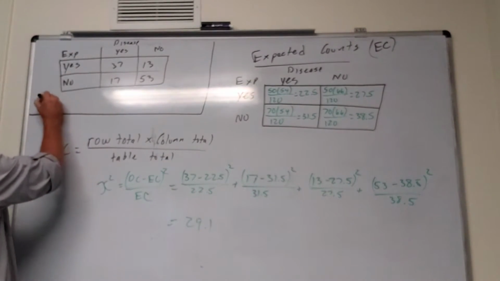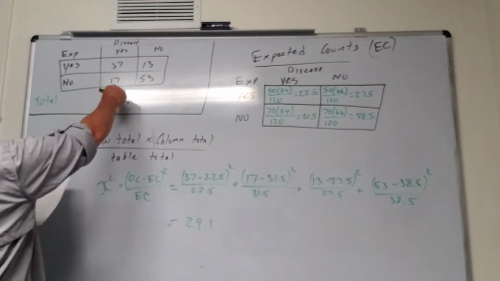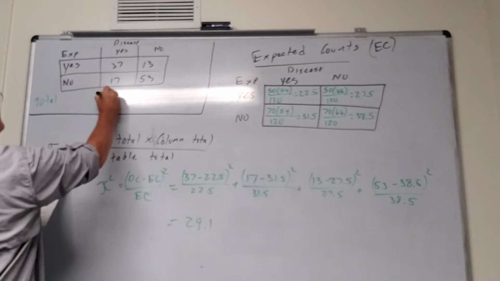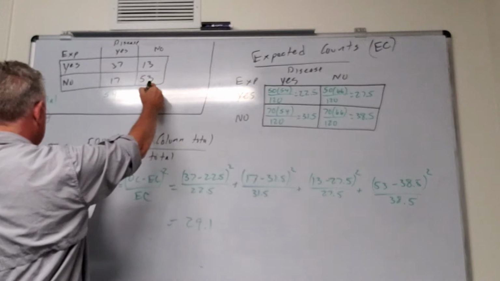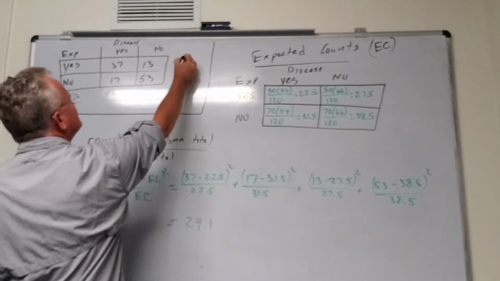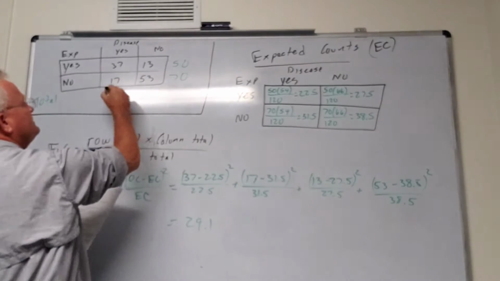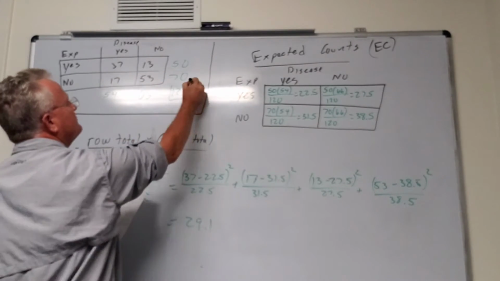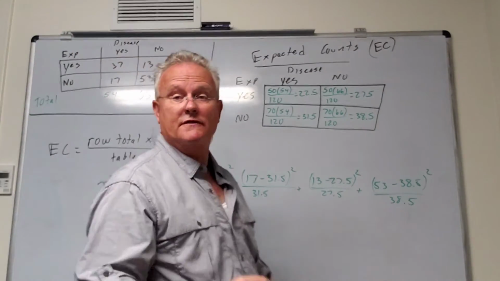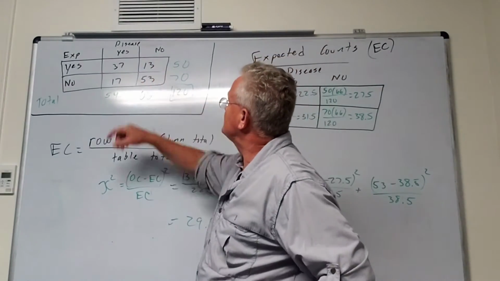So the totals, and I'm just going to look here. If you add up 37 and 17, you get 54. If you add these numbers, you get 66. 37, 47, this is 50, and this is 70. And either way, if you add these or add these, you're going to get a total of 120. Okay, so there's a total of 120 people in this sample.